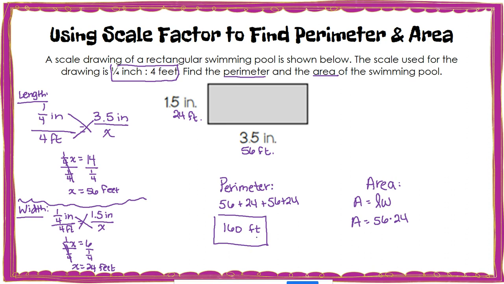When I multiply 56 times 24, I get an area of 1,344. And because it's area, I need to show it in units squared. So the actual area of my swimming pool is 1,344 square feet.